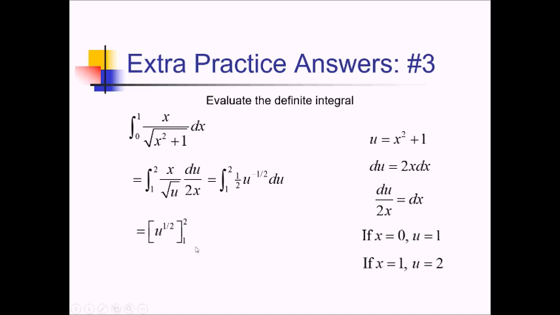Well, that's not so bad. This is just going to be the square root of 2 minus the square root of 1. Which, if I really wanted to, I could simplify to just radical 2 minus 1.